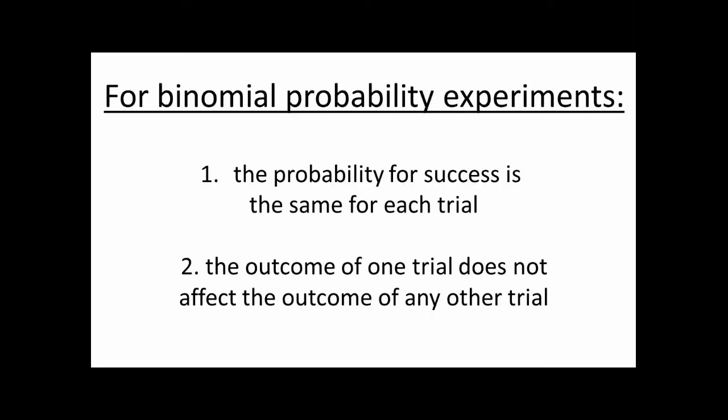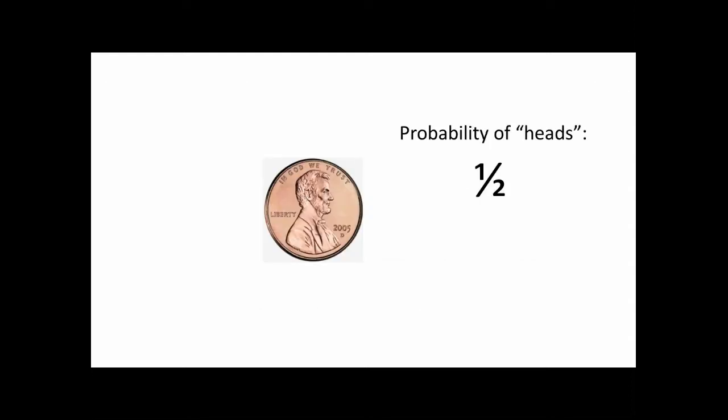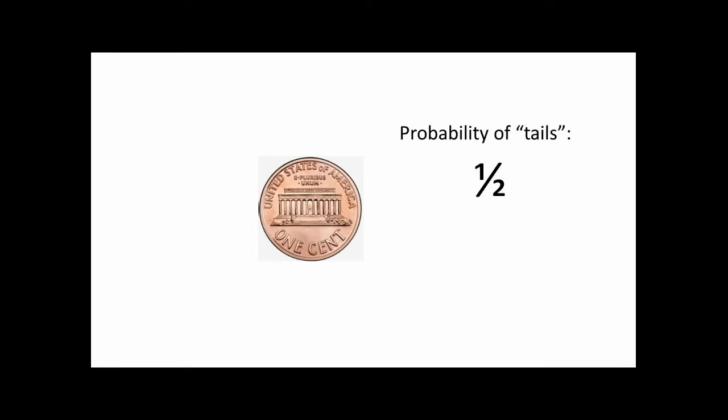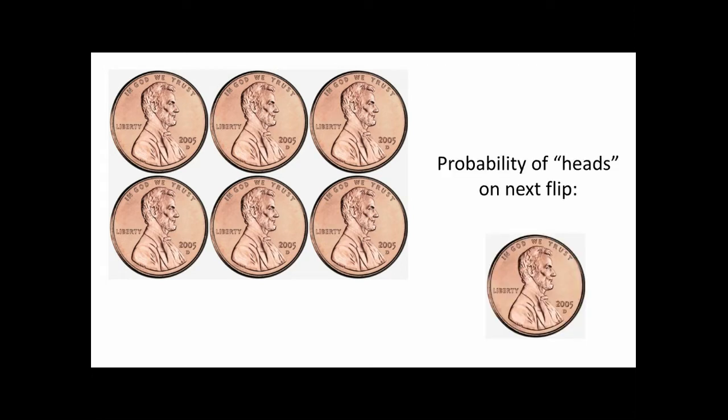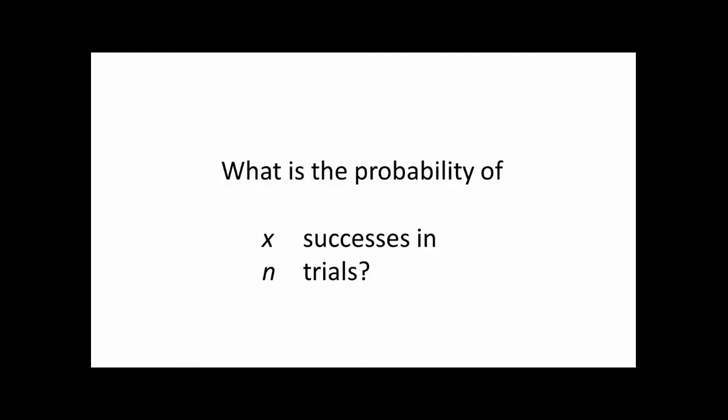For these experiments, the probability of success has to be the same for each trial, and the outcome of one trial will not affect any other trial. For example, if we flip a coin, we get heads or tails. If I happen to flip heads 6 times in a row, what is the probability of getting heads on the next toss? It's still 1 out of 2. The coin doesn't know or care how it was flipped before. If those conditions are met, we can then calculate the probability of x successes out of n trials.